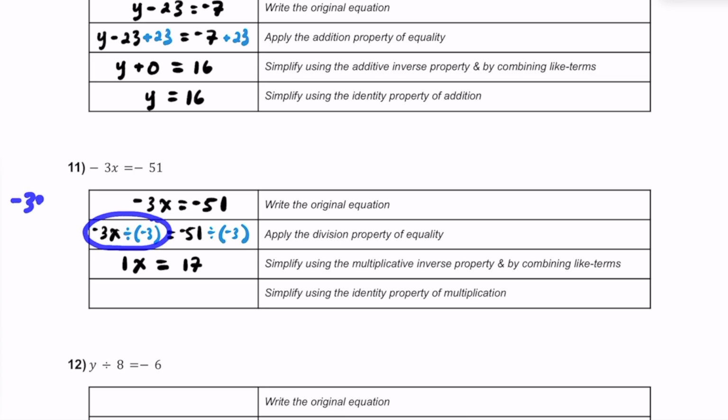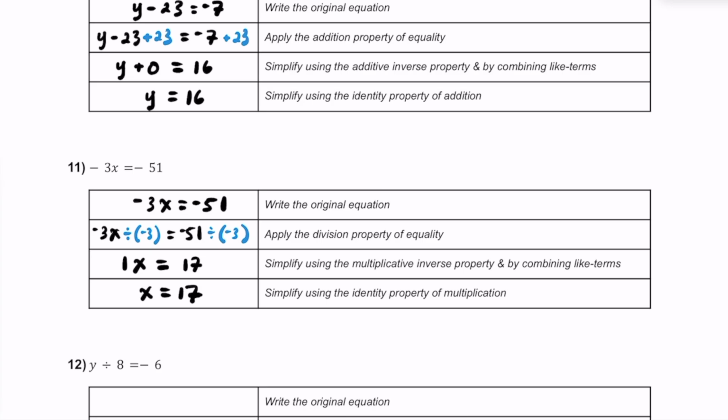This is negative 3x divided by negative 3, so you can write it like this as well. And again, you can see hopefully that this negative 3 divided by negative 3 is that positive 1 that you get over here. So there's a couple ways you can kind of look at that. Then you can see this coefficient of 1 using the identity property of multiplication. You don't need to write that 1. You can just write x is equal to 17 afterwards.